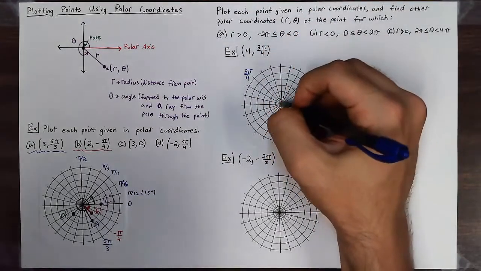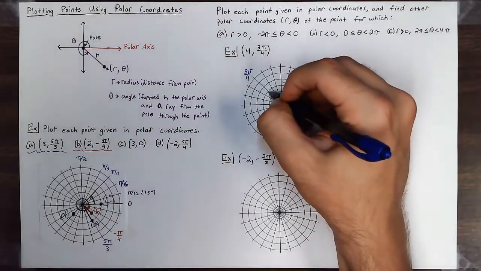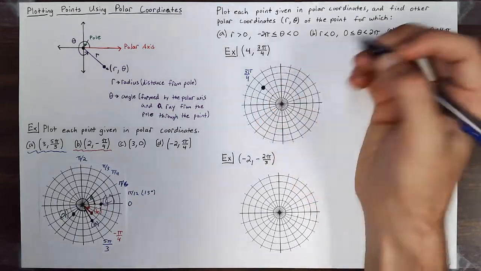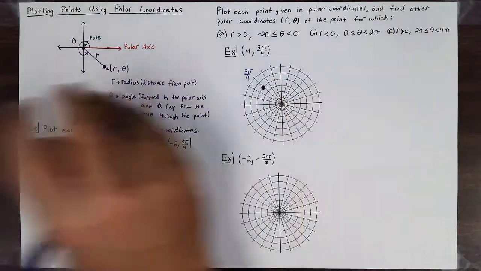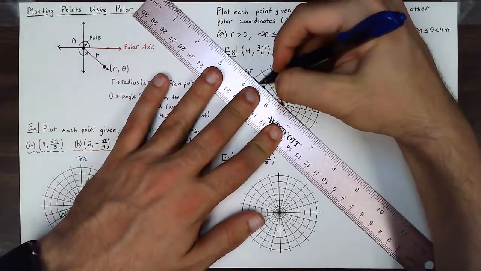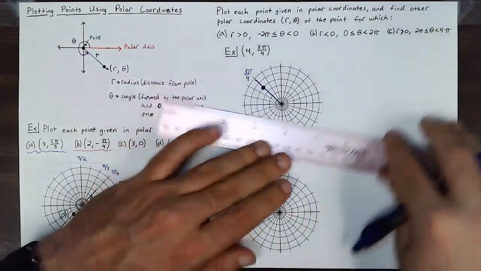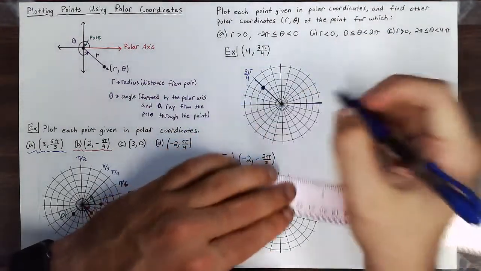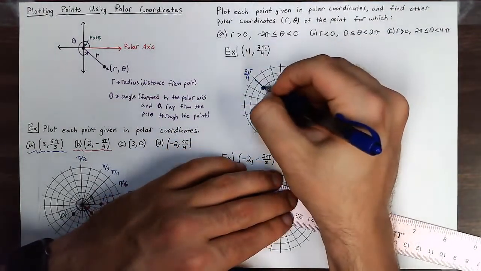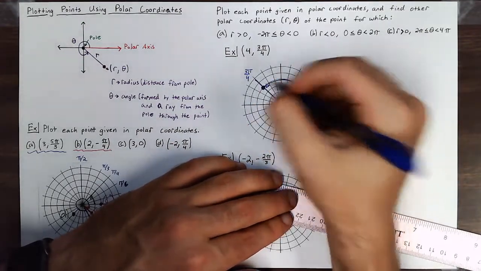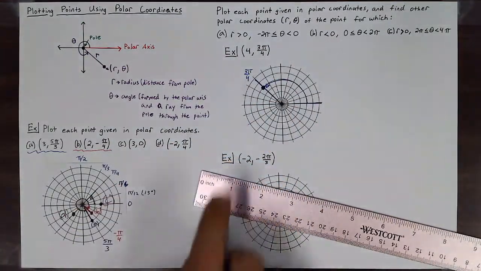and 4 away. So it'll be 1, 2, 3, 4 away from the center. And that's my point. You'll see that from the positive x-axis, which I usually use as my polar axis, it rotates 3 pi over 4 to get there, and that's where the point lies.